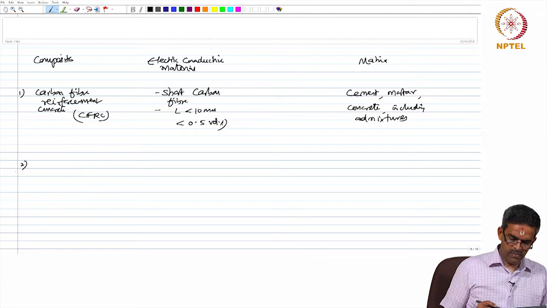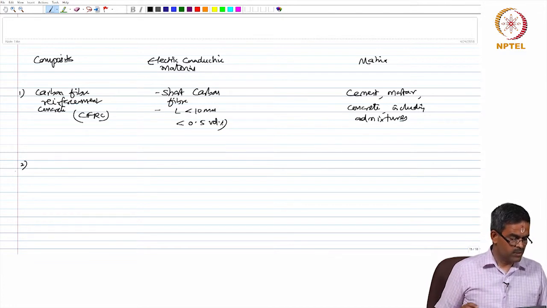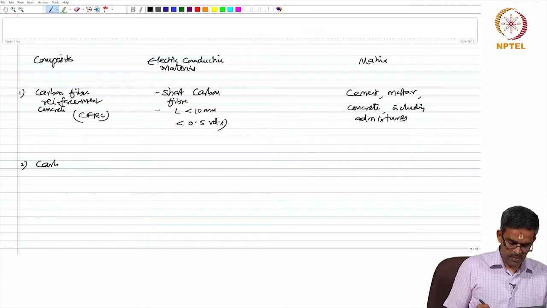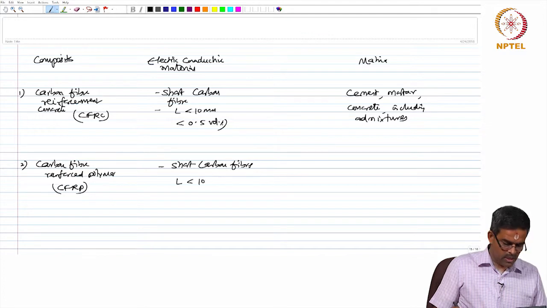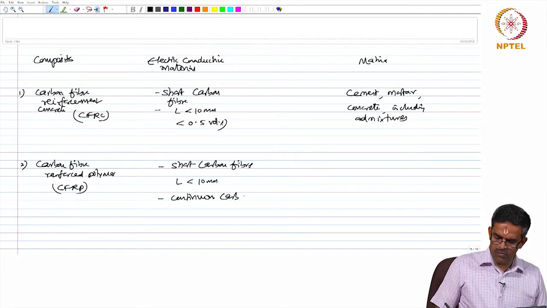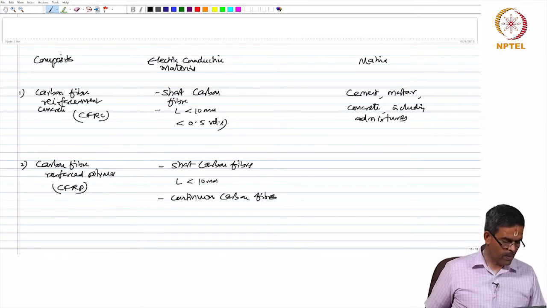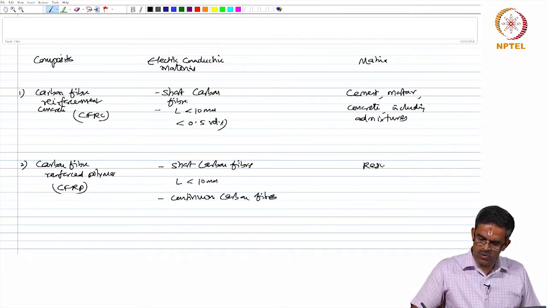The second kind of reinforced composite is carbon fiber reinforced polymer, CFRP, which again has short carbon fibers. The length is less than 10 millimeters. Sometimes it is also fabricated with continuous carbon fibers. The matrix agent used is resin and curing agent.